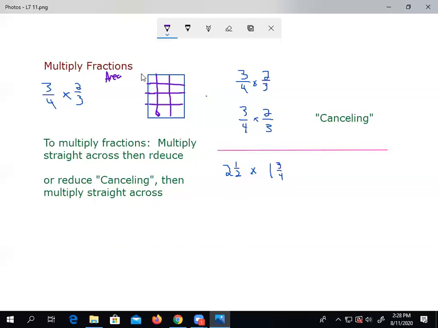So 3/4 means you have 1/4, 1/4, and 1/4. So 3/4 means you got to take 3 of these things. I'm going to use a different color here when I do that to make it a little bit lighter. So 3/4, I'm going to take this here, and this here. And then the 2/3 means we're going to take 1/3 and 1 more third.